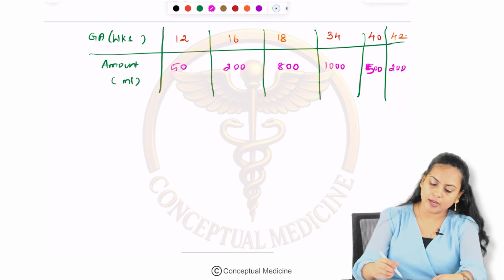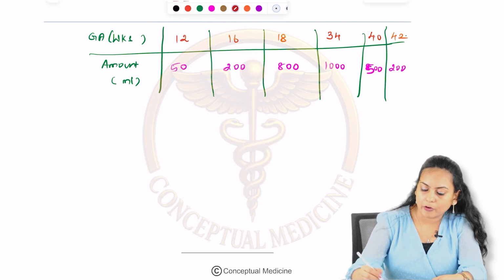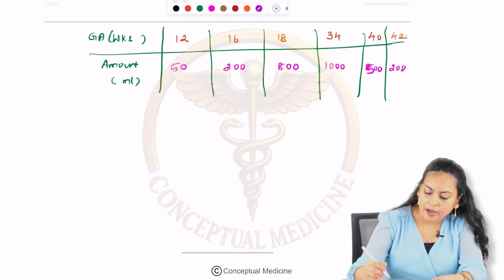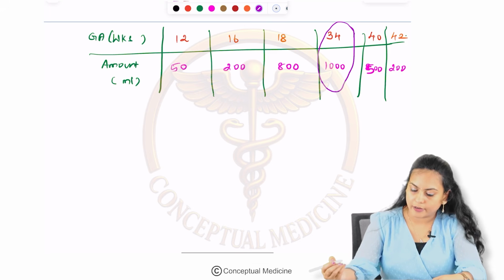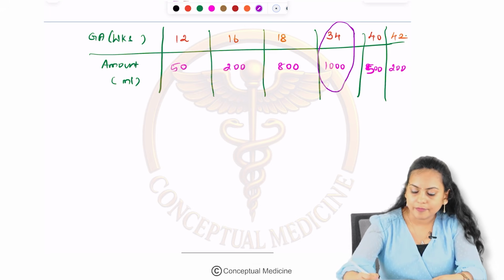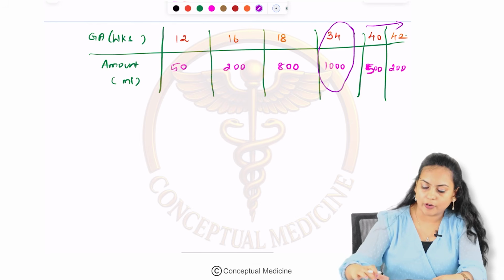The important point you have to know here is the maximum amount of amniotic fluid is seen around 34 weeks of gestational age, where it is about 1 liter. By term this is going to start reducing, and by 42 weeks there will be only 200 ml of amniotic fluid.